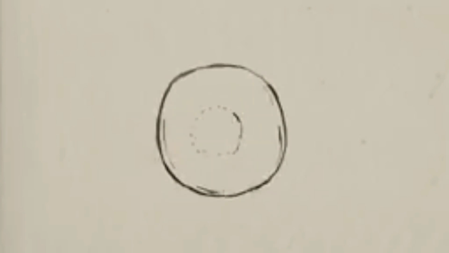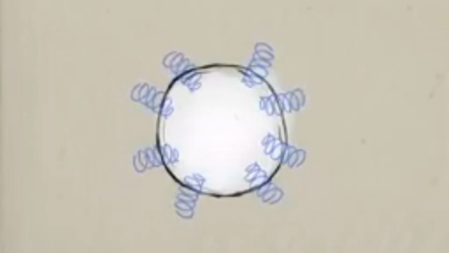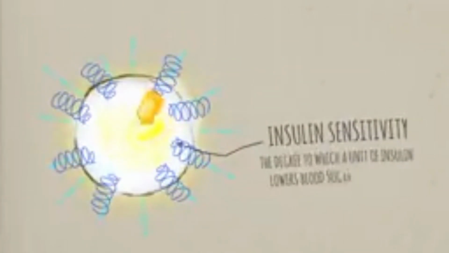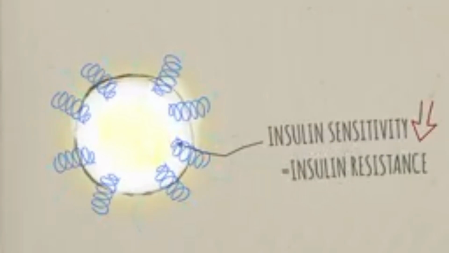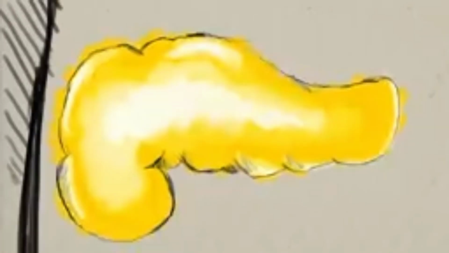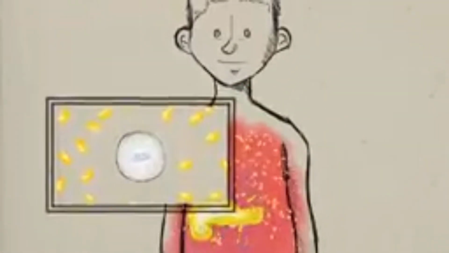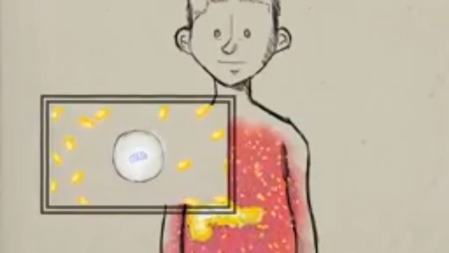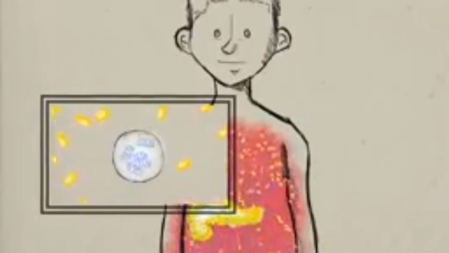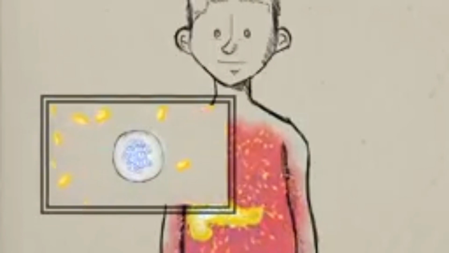The degree to which a unit of insulin lowers the blood sugar helps us understand something called insulin sensitivity. The more a given unit of insulin lowers blood sugar, the more sensitive you are to insulin. If insulin sensitivity goes down, that's known as insulin resistance. The pancreas still sends out insulin, but cells, especially muscle cells, are less and less responsive to it. So blood sugar fails to decrease, and blood insulin continues to rise.